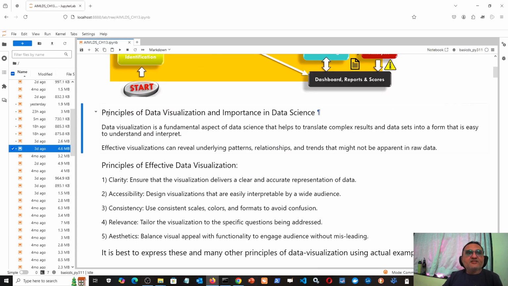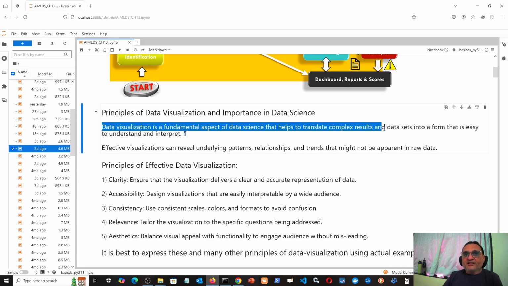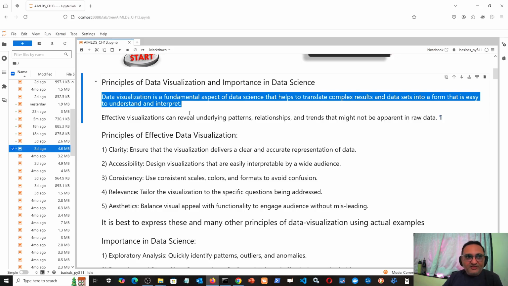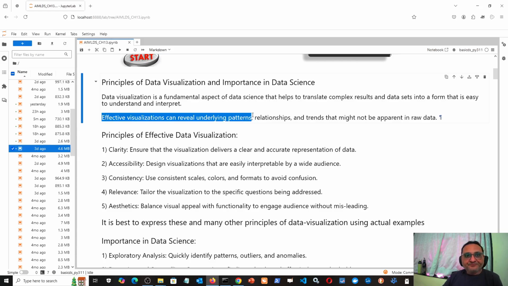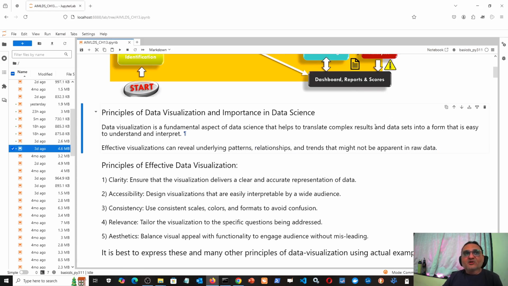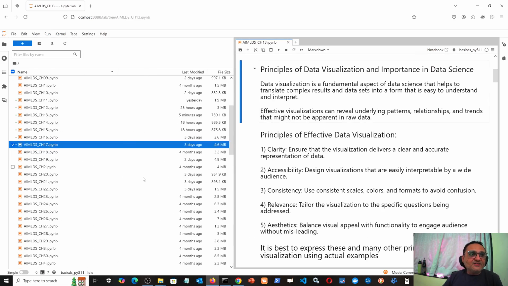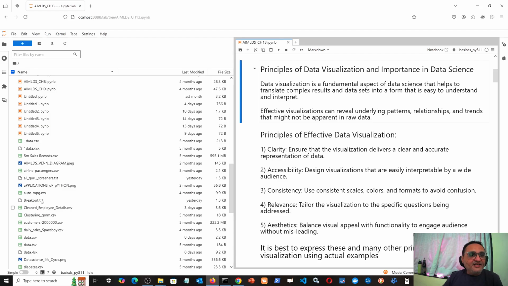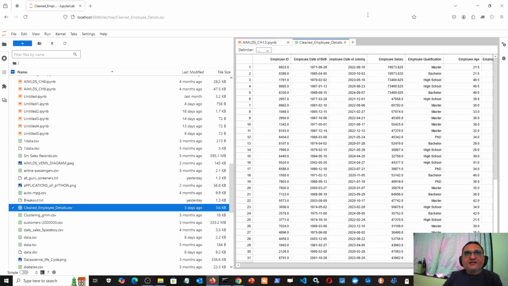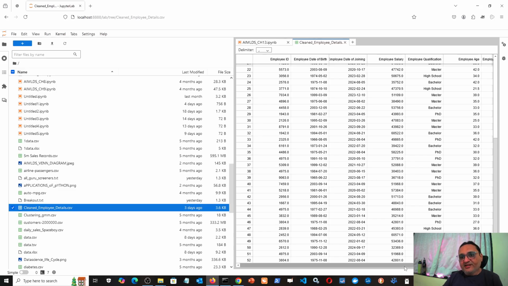So, principles of data visualization. Data visualization is a fundamental aspect of data science which helps to translate complex results and data sets into a form which is easy to understand and interpret. Effective visualizations can reveal underlying patterns, relationships and trends which may not be apparent in the raw data. When I say raw data, that means, for example, even the cleaned employee data. We removed the nulls, we removed outliers, we did the deduplication, we removed any single valued columns if present.